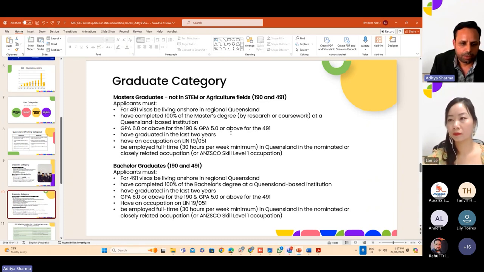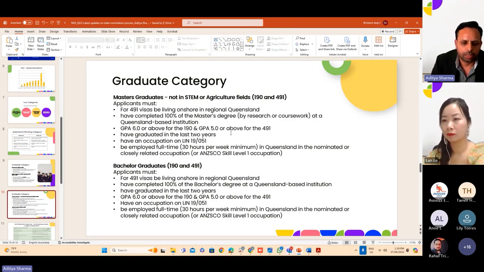Again, you have to have the positive skill assessment. Your occupation needs to be in the list. But if you have completed your bachelor degree, everything is the same. Even the GPA: for 190, the GPA is 6.0 or above, and for 491, the GPA is 5.0 or above. But again, you need to meet all the other requirements for your points, for your skill assessment, for your English, everything. You need to be working again 30 hours per week in Queensland.